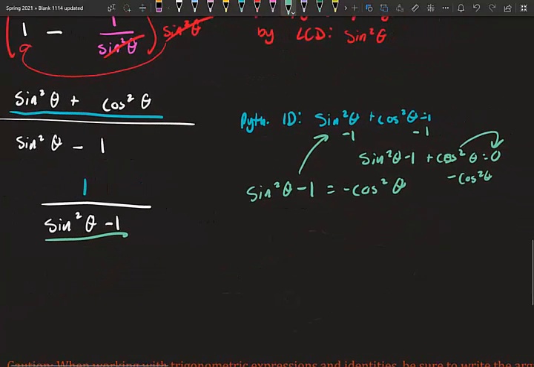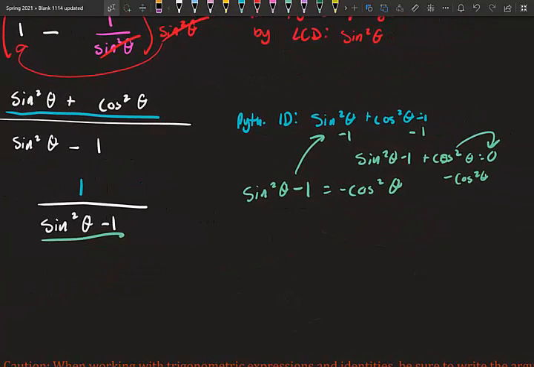So we know that sine squared theta minus 1, using the Pythagorean identity, equals negative cosine squared theta. So we're going to switch this. Now we have 1 over negative cosine squared theta. The reason why we did that is because we're not allowed to have fractions. So to get rid of the fractions, I can't have plus or minus any functions. It has to be 1 over the function or function over 1.